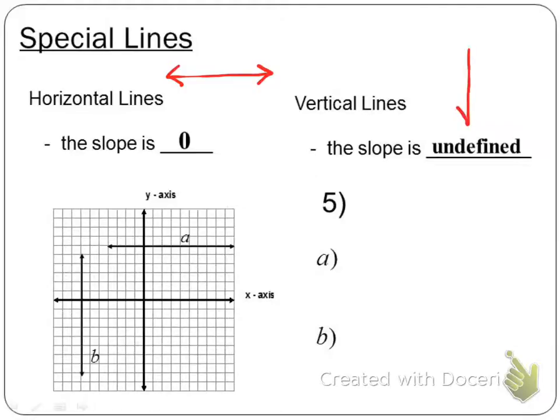What does a vertical line look like? It's up and down. Like in basketball, they talk about people's vertical. It's like how high they can jump, straight up and down. Okay, so that's a vertical line. A vertical line has a slope of undefined.